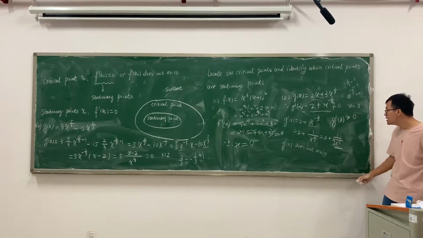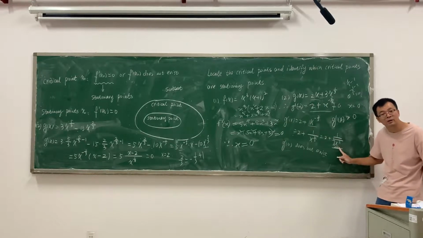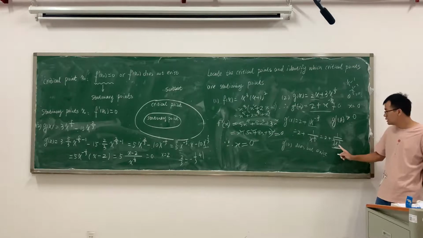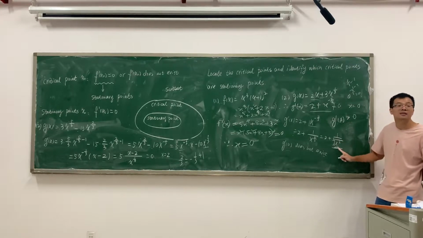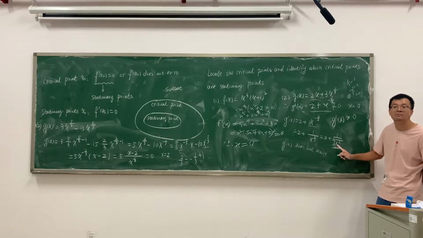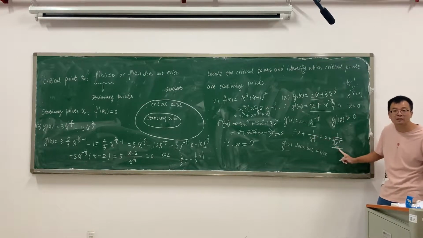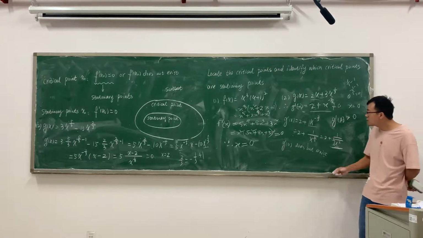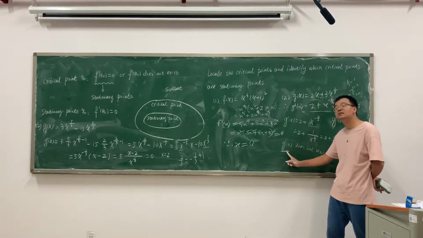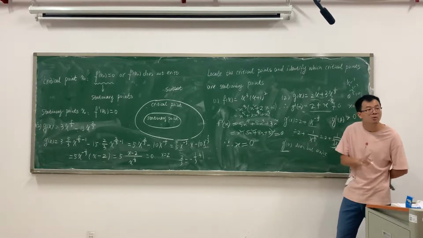For the second, we can see the derivative here. This function is actually undefined at which point? This part is the denominator, and the denominator cannot be 0. So x squared cannot be 0, which means x cannot be 0. So g prime is undefined at 0. So g prime of 0 does not exist.